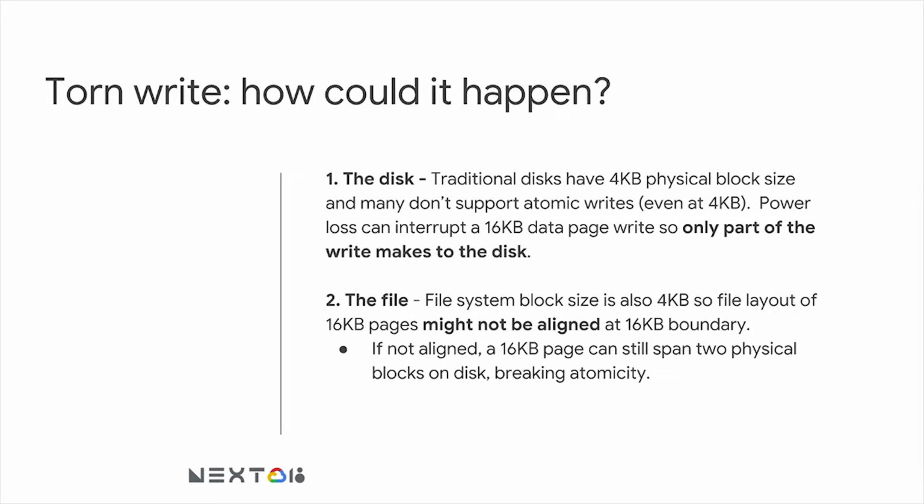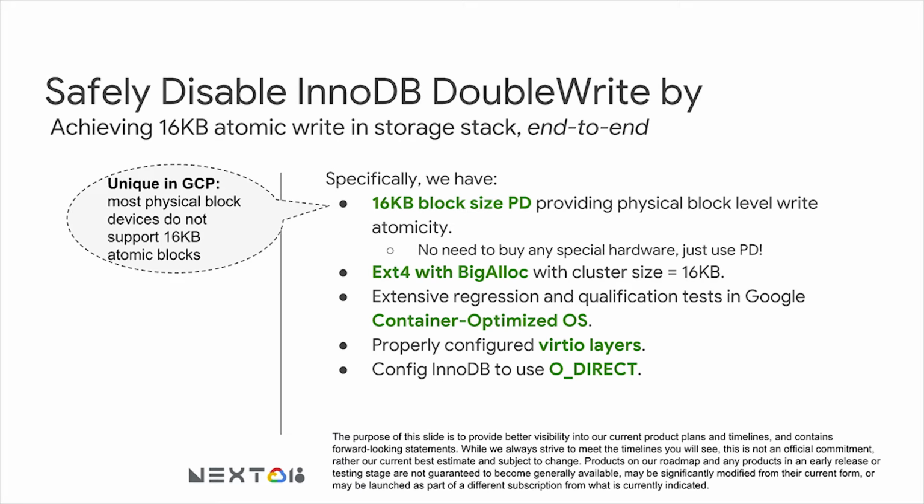Now, if a file is aligned only at a 4 KB boundary but not at a 16 KB boundary, then a 16 KB write into that file may actually span 2 physical blocks on disk, which is going to break atomicity again. So, next slide. The solution we came up with to safely disable InnoDB DoubleWrite is to achieve 16 KB atomic writes in our storage stack from top to bottom, end to end.